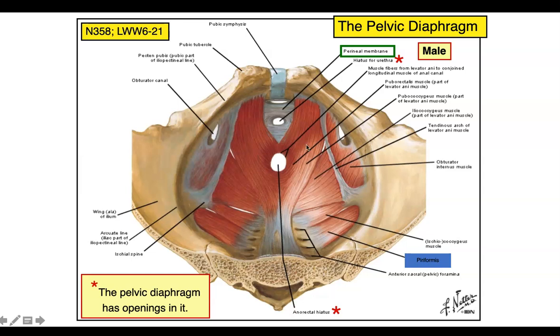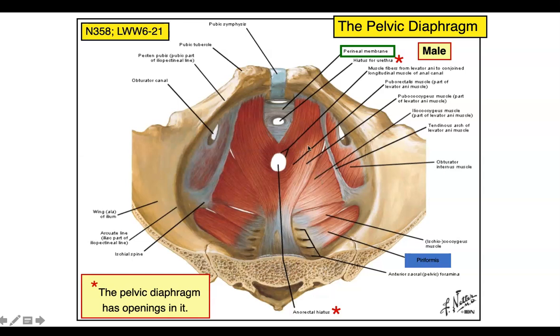The levator ani muscle has three different parts, and I think it is not very important to memorize them. Just for your information, it has the puborectalis, the most medial part, then the pubococcygeus, and then the iliococcygeus. So iliococcygeus, pubococcygeus, and puborectalis are the three parts of the levator ani.